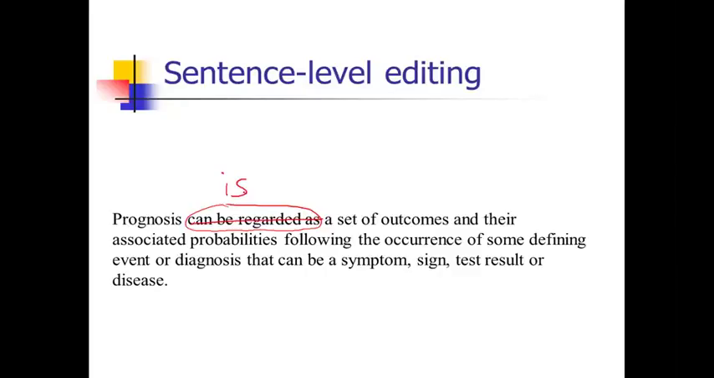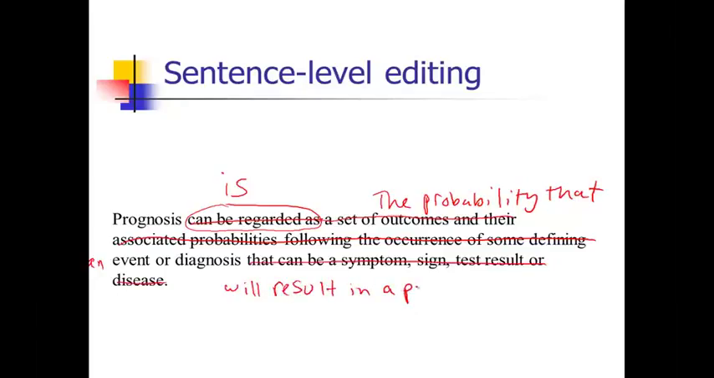I changed this to is the probability that. And then I changed that to is the probability that an event or diagnosis will result in a particular outcome. So I changed quite a bit in this sentence to try to improve the logic here as well as get rid of some words. So prognosis is the probability that a particular event or diagnosis will result in a particular outcome.